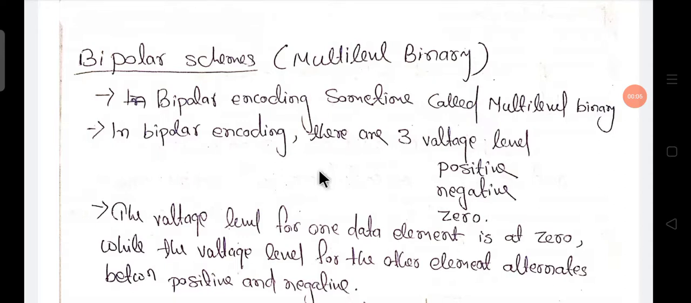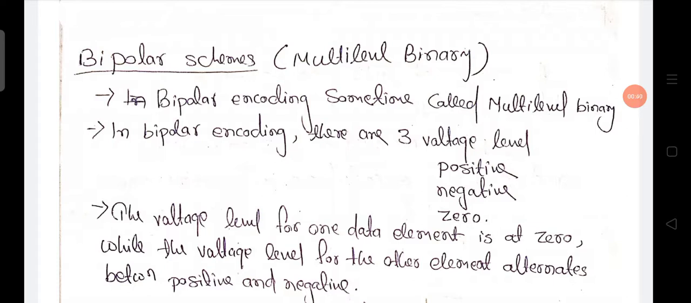Okay, in today's class we are going to study about the bipolar scheme. This scheme is under digital data, digital signal encoding techniques or schemes. It is one of the categories of that encoding system. This bipolar scheme is also called the multilevel binary scheme.